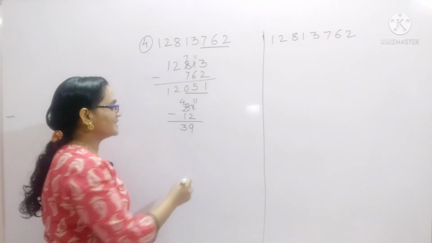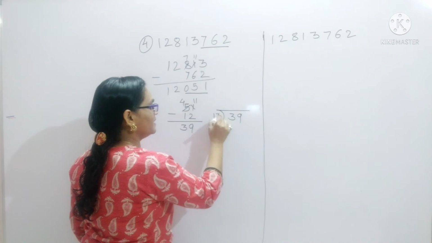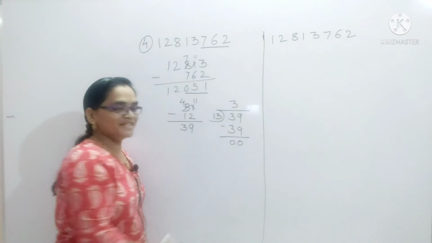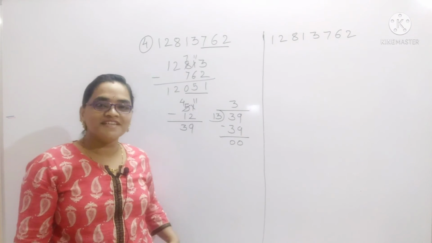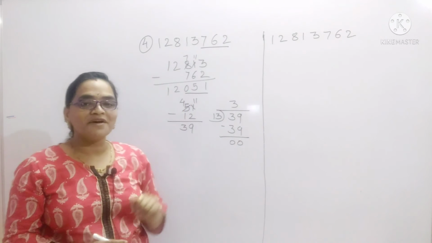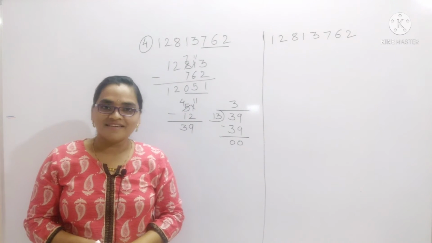Yes, 13 3s are 39. The remainder is 0, which means 39 is divisible by 13. Therefore, the given number 1,28,13,762 is also divisible by 13.